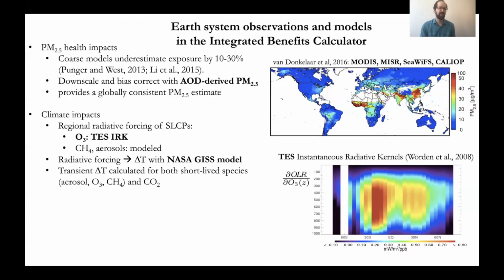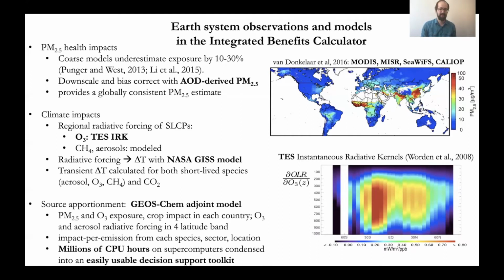We also include the radiative forcing impacts of methane and aerosols, and these are direct model simulations. We translate impacts of radiative forcing into changes in temperature based on parameterized output from a series of modeling experiments performed with the NASA GISS model. Temperature change is calculated as a transient function for both the short-lived species and long-lived species like CO2.